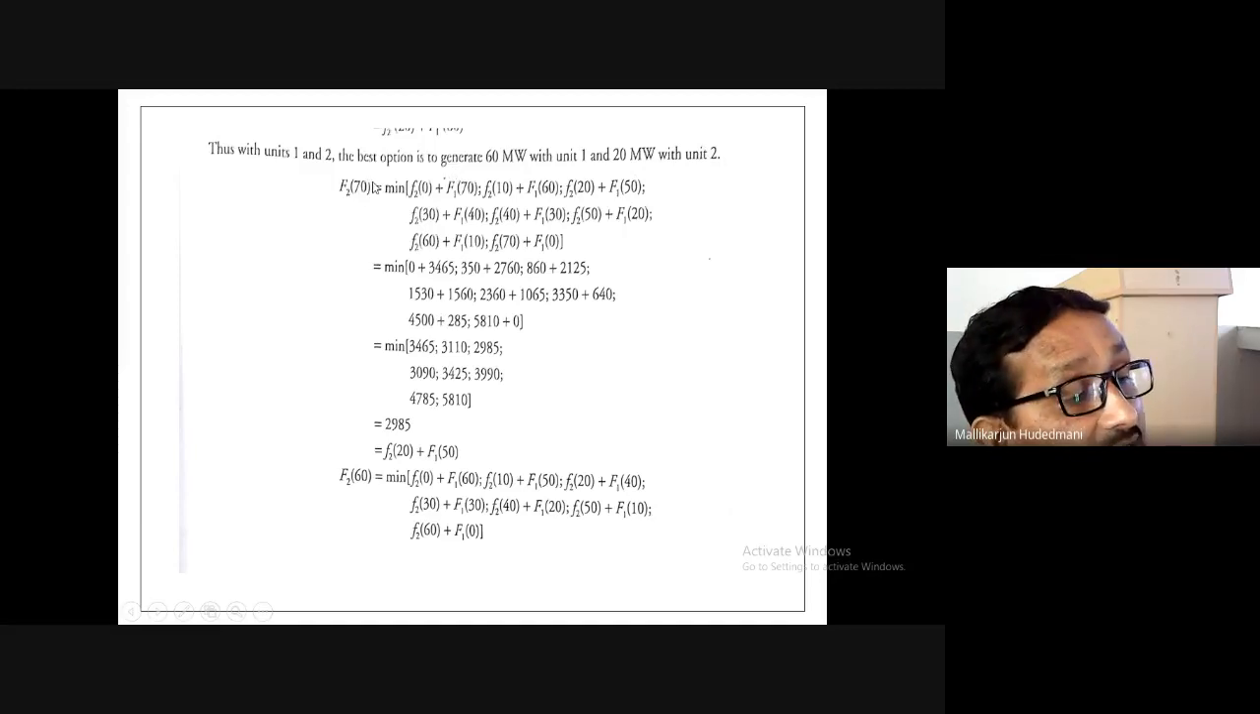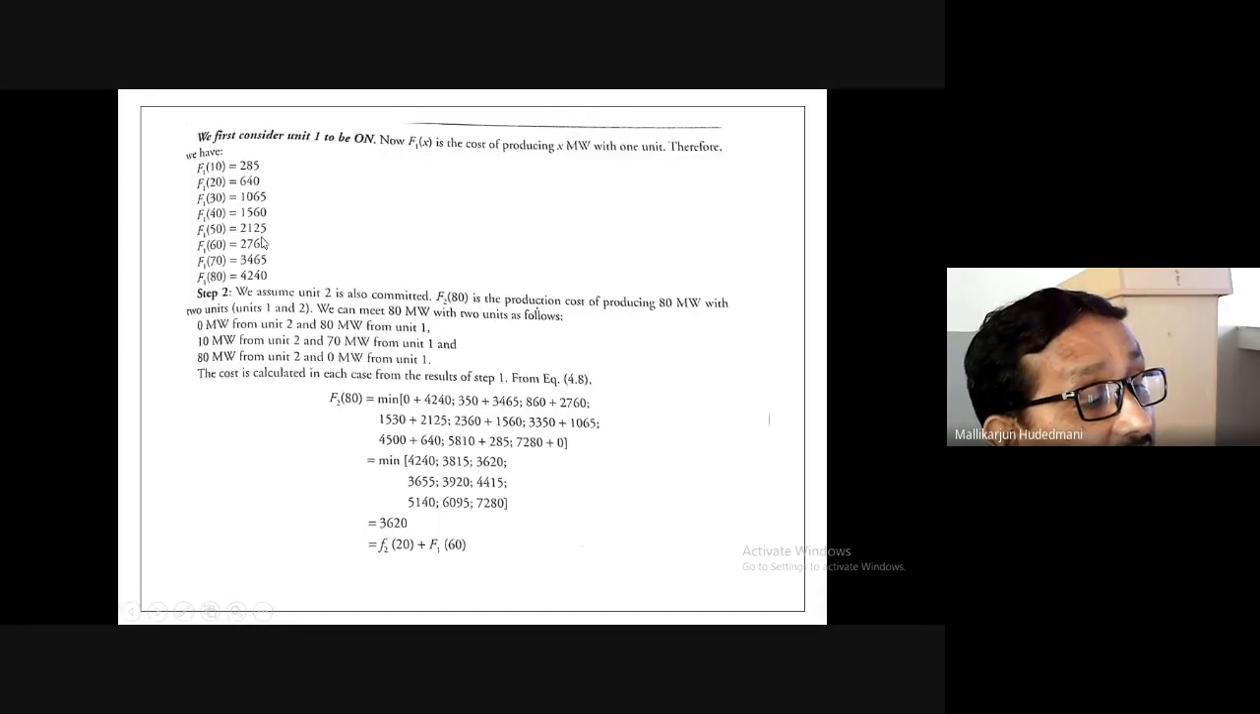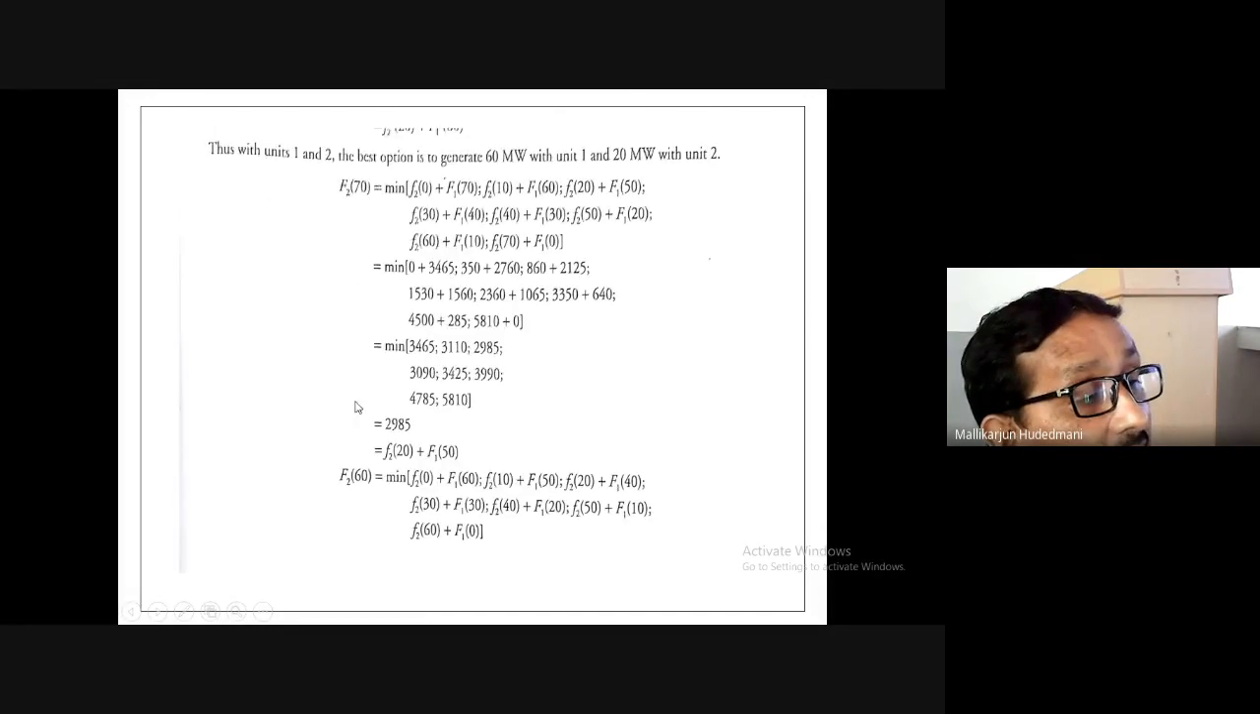Suppose load is 70. How to obtain 70 megawatt from 2 generators in this plant? Earlier I had 80 megawatt. Now I have a 70 megawatt target. How can I do it? Minimum of second machine 0, first machine 70. Second machine 10 megawatt, first machine 60. Second machine 20, first 50. Are you able to see this? 0, 70, 10, 60, 20, 50, 30, 40, 40, 30, 50, 20, 60, 10, 70, 0.